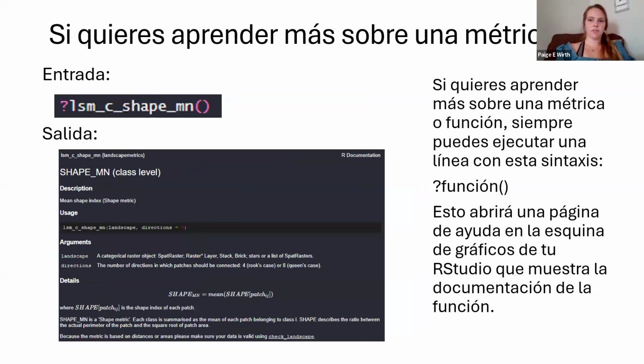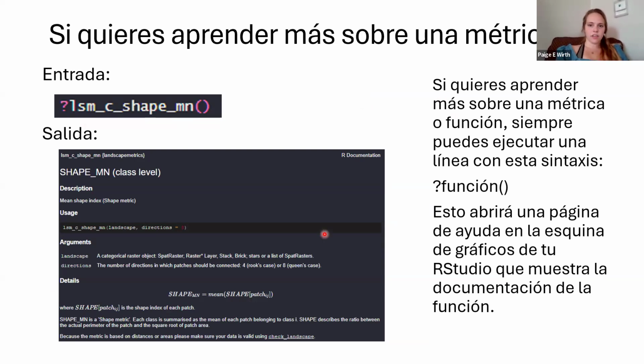If you run the list LSM function and find something that you think would be interesting, you can add and run a line of code that's formatted like question mark, name of the function, and then empty brackets. This will pop up a help page at the bottom right-hand corner of your screen that shows the documentation for that function. Here's an example.